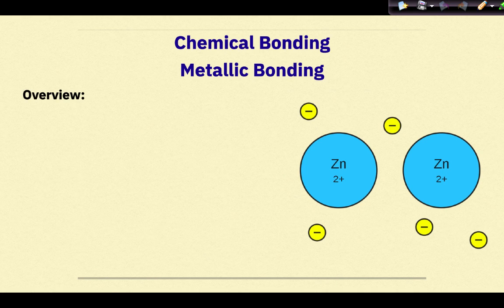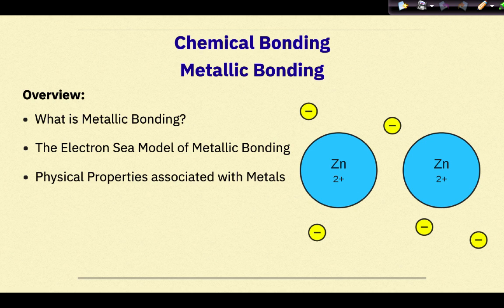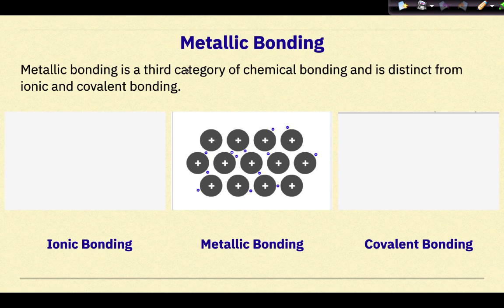Chemical bonding, metallic bonding. In this tutorial, we will be going over what is metallic bonding, the electron-sea model of metallic bonding, and the physical properties associated with metals. Metallic bonding is a third category of chemical bonding and is distinct from ionic and covalent bonding.